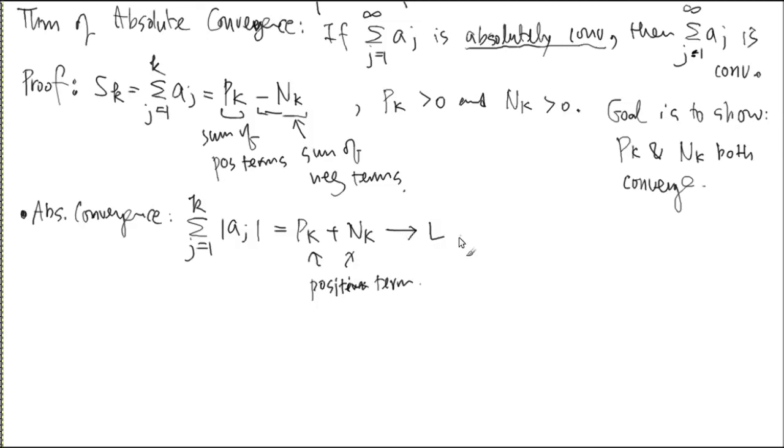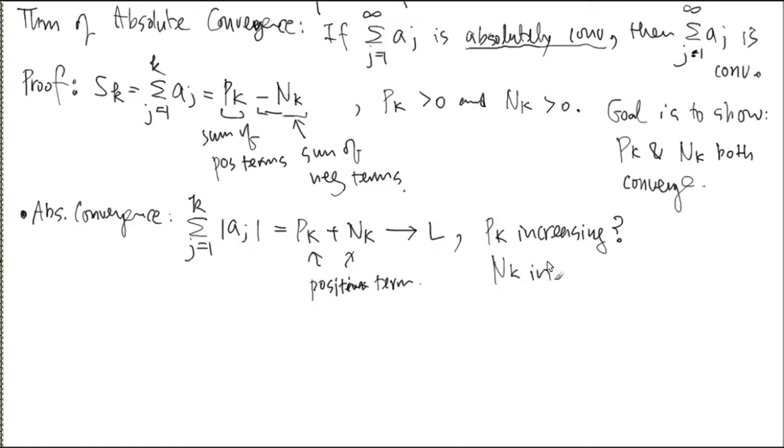How about this thing? Is pk increasing or decreasing? How can you explain that pk is increasing? Why is that? Positive terms keep adding on, right? If you look at more and more terms, we're collecting more and more positive terms, right? How about nk?